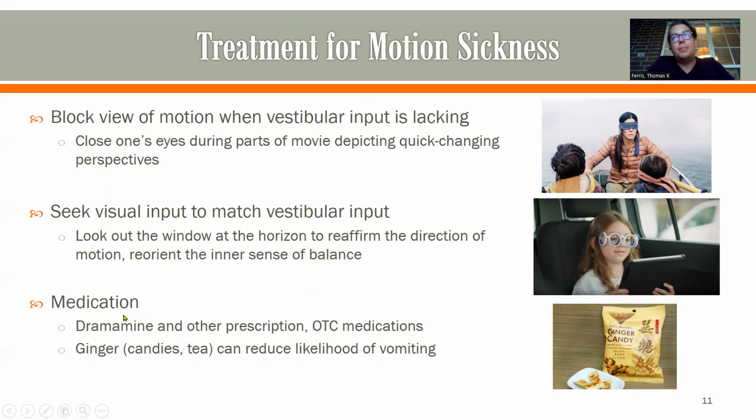All right, and then finally, medication. It exists out there. Dramamine. My dad has the Dramamine ready whenever he flies. Those are prescription and over the counter. And ginger, for whatever reason, is a particularly good treatment for at least the nausea-based aspects of motion sickness. And that's it. Thanks. That's topic 15.1.